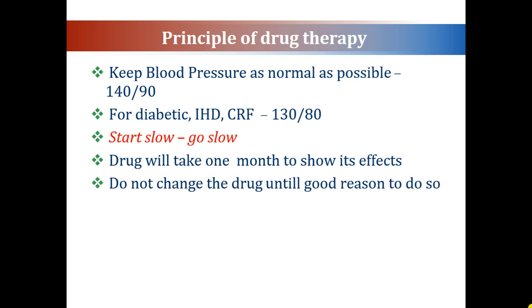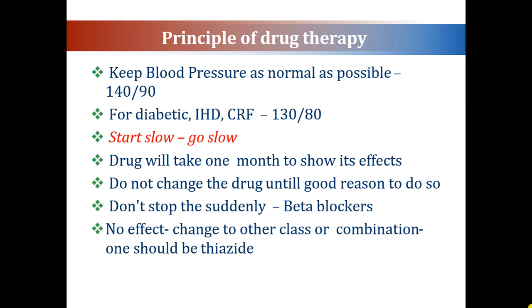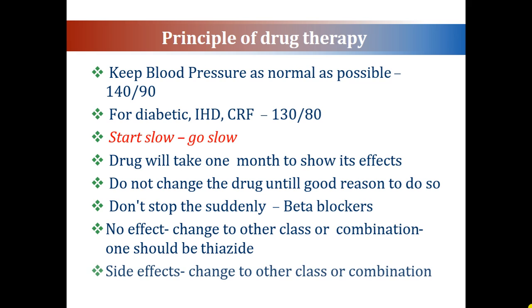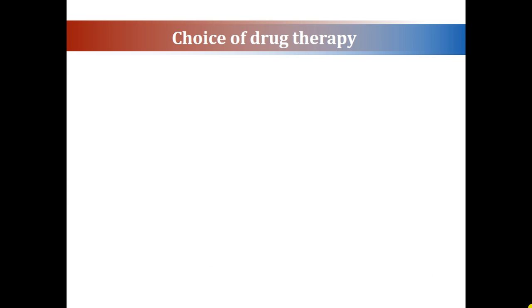Do not change the drug until there is good reason to do so. Don't stop the antihypertensive drug suddenly, especially beta blockers, because of the receptor sensitization phenomenon. If there is no effect, then change to another class or combination. And when you are using a combination, it is always preferable to have one drug as a thiazide diuretic. If side effects develop, then change to another class or combination therapy.